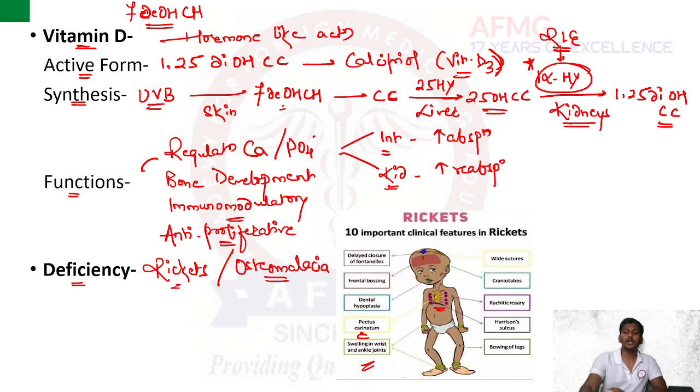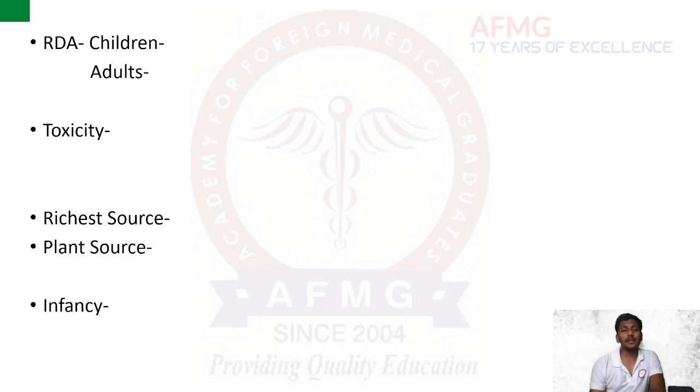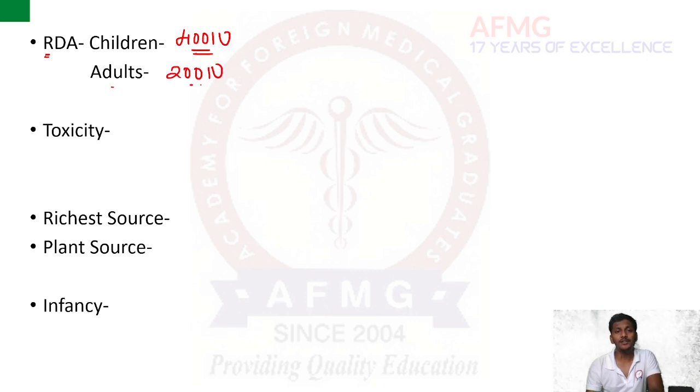That is important. Moving further, if I talk about the recommended dietary allowance of vitamin D in children, it is usually 400 international units per day, that is 10 micrograms per day, and in adults it is almost half, that is 200 international units or 5 micrograms per day. Okay, in pregnancy it again becomes 400 international units.